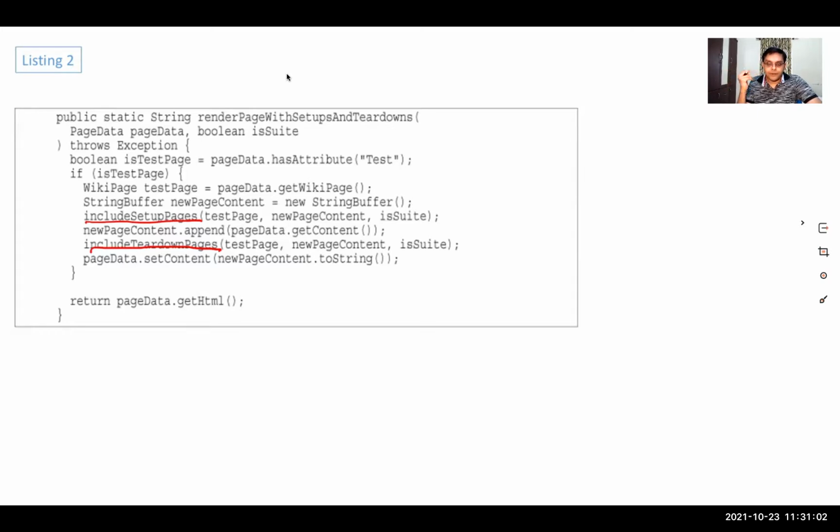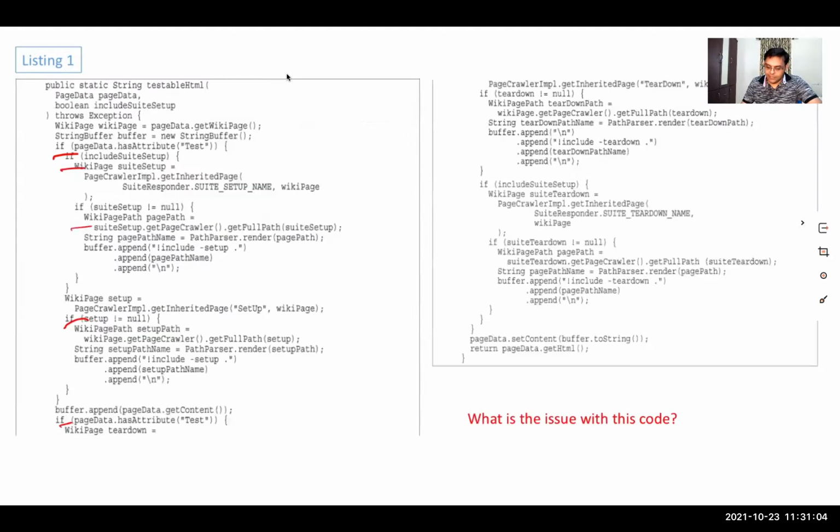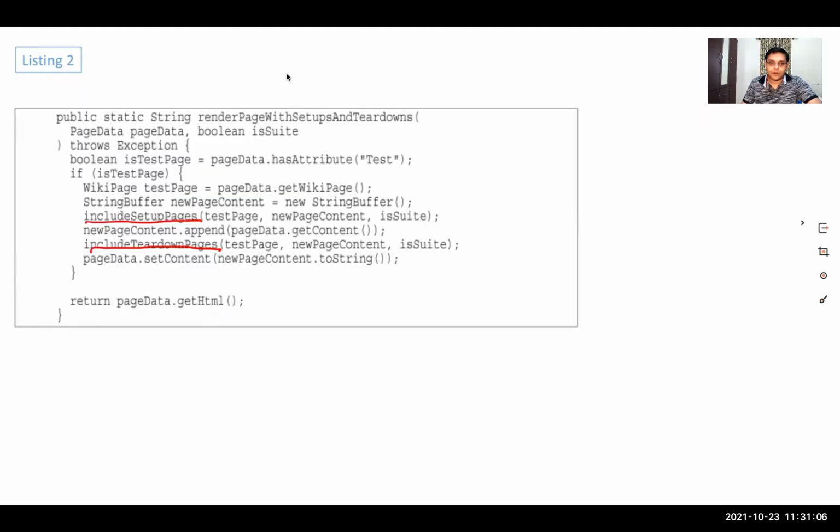But if you look at these two functions, the main thing is that this code is more readable. If I want to go in, maybe the bug is in this function, include teardown pages. I only want to look into this, and the rest of the things I can ignore. I'm not going to change that code. Exactly, that's how you are adding abstractions, and that's how you are making life easier for other programmers or yourself.